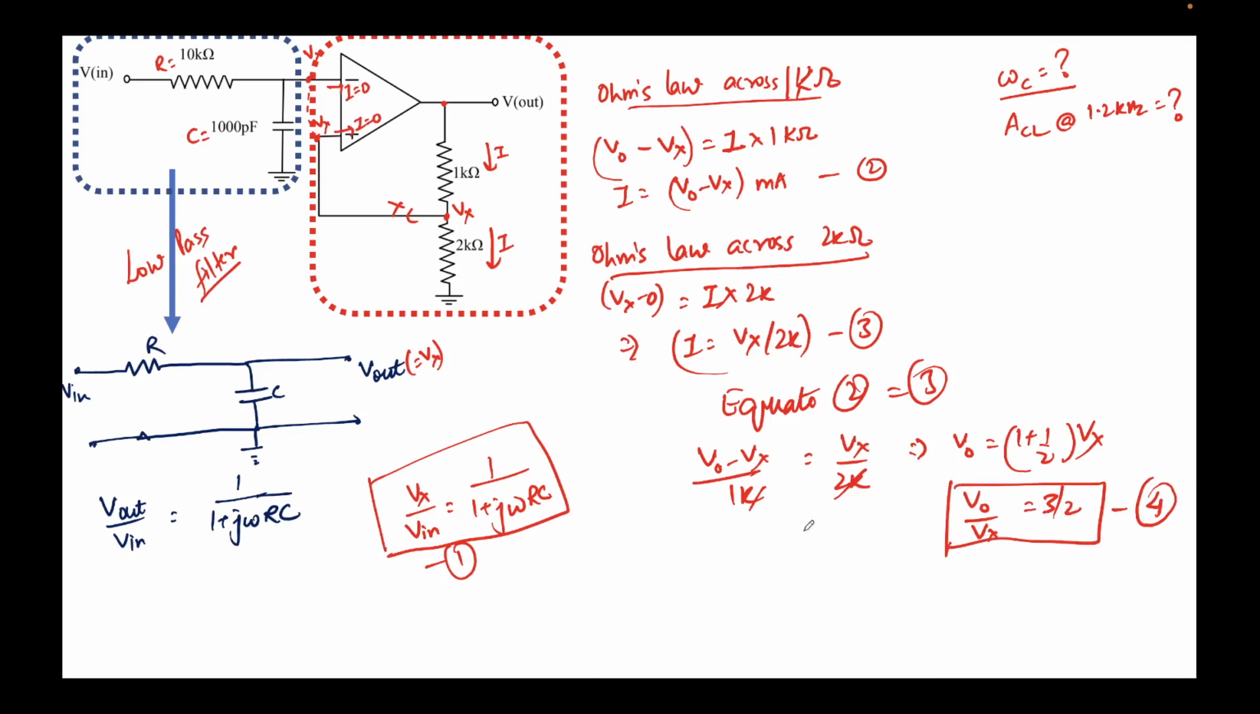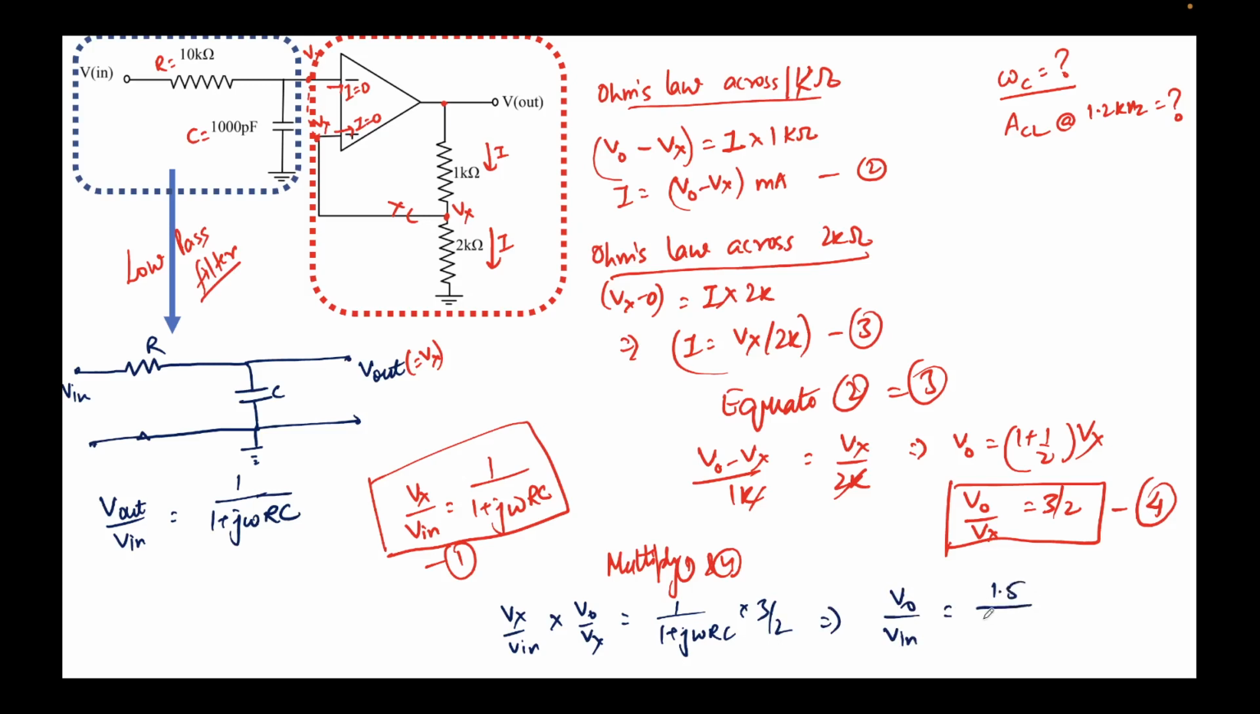Now let's multiply 1 and 4. I'll use a different pen here. If I multiply 1 and 4, I'll get Vx upon Vin times V naught upon Vx. I'm multiplying LHS with LHS and RHS with RHS. It will be 1 upon 1 plus j omega RC times 3 by 2, and Vx gets cancelled. I get V naught upon Vin is equal to 1.5 over 1 plus j omega RC.